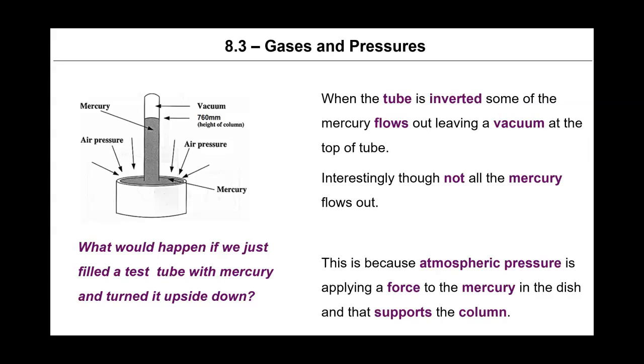So imagine what would have happened if we did this experiment without sticking the end of the tube in the dish of mercury first. Well, we would have ended up with mercury all over the floor. What's holding the mercury in the tube is the force of the air pressing down on the mercury in the dish, and that exerts a force which can support the column of mercury 760 millimeters high.